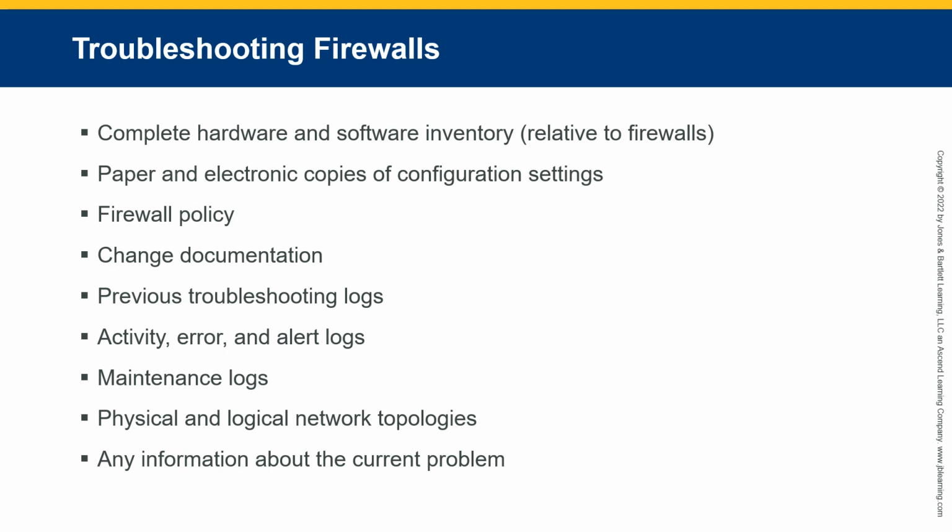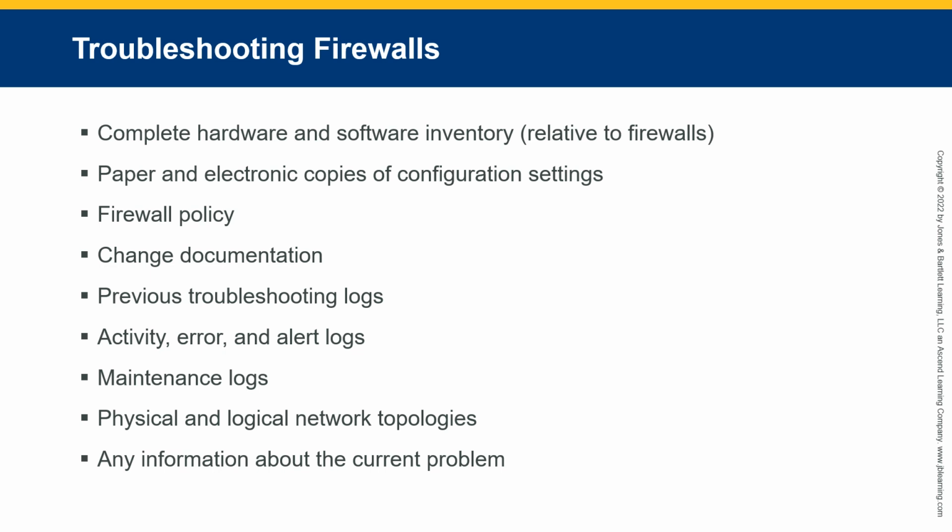Now, if you ever have to do some firewall troubleshooting, make sure you have a good inventory of your hardware and software relative to your firewalls. You want to make sure you have electronic and paper copies of your configuration settings, i.e., print them out after you're done. You want to make sure you have a good firewall policy and a good backup of your firewall policy. You want to have your change documentation, whether it's done electronically through some change control management system or in email, you want to make sure those logs are there.